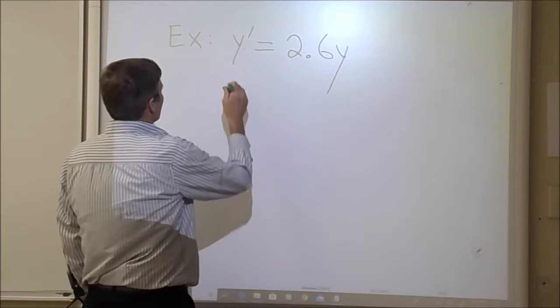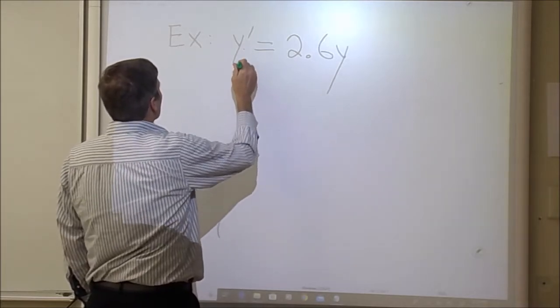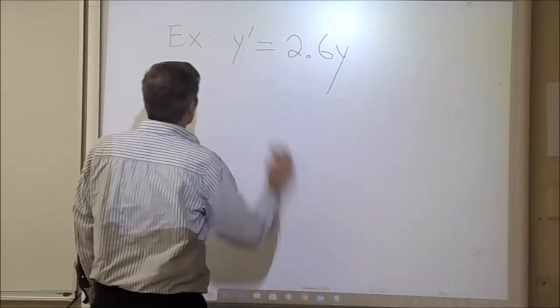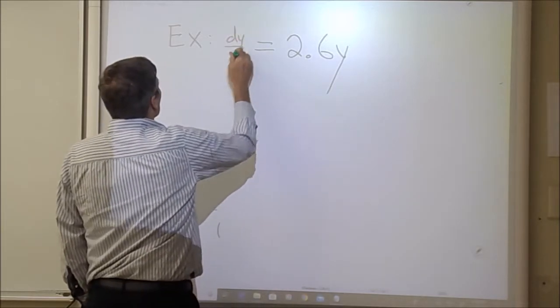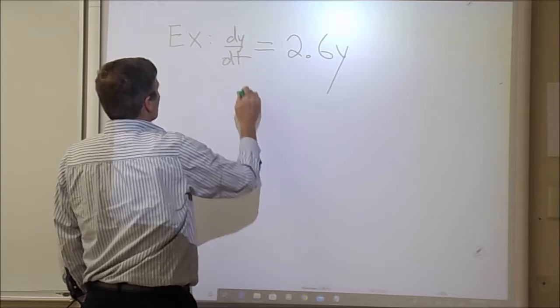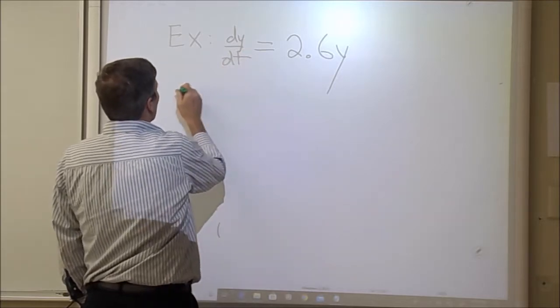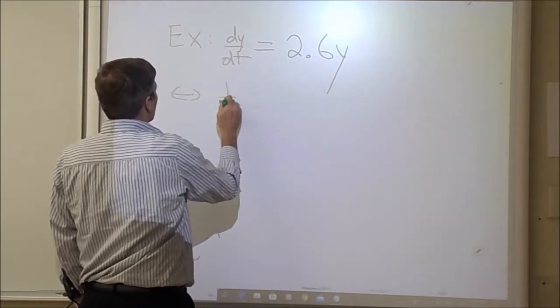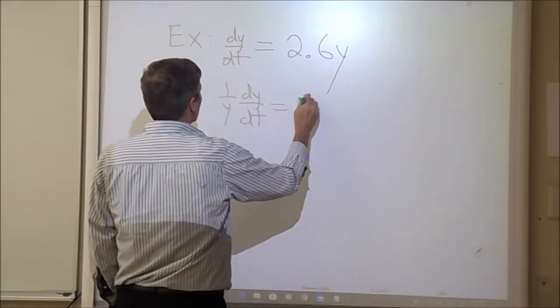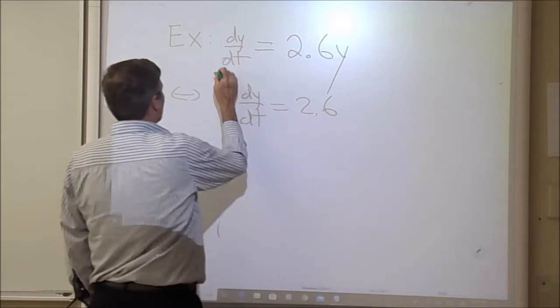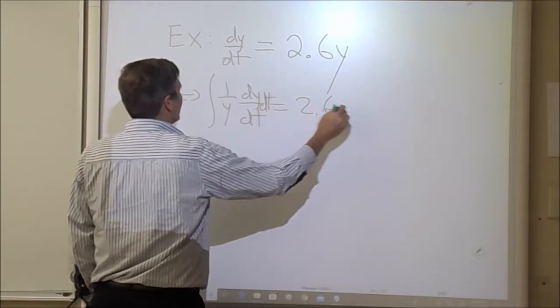How can I solve this? Well, I will rewrite this actually as dy/dt just for purposes of making this look a little easier. I can divide through by y and write this as 1 over y dy/dt equals 2.6, and then I can integrate both sides with respect to t.